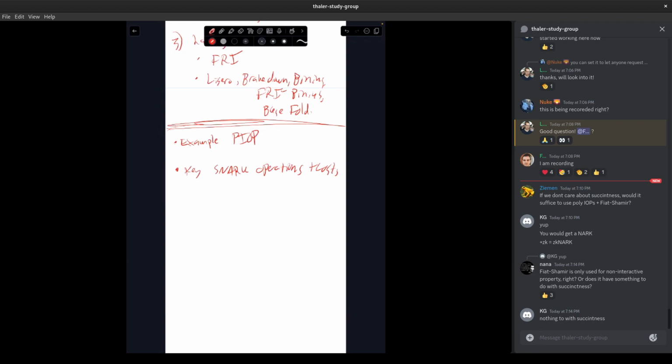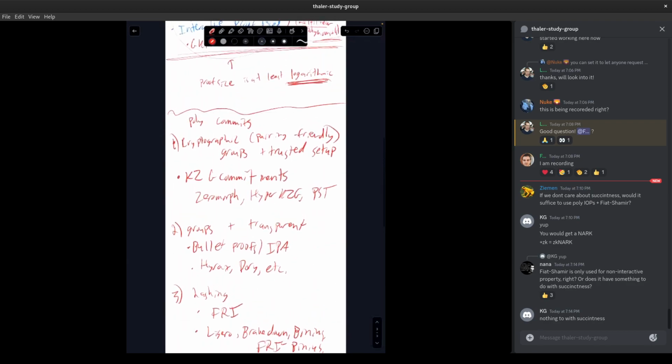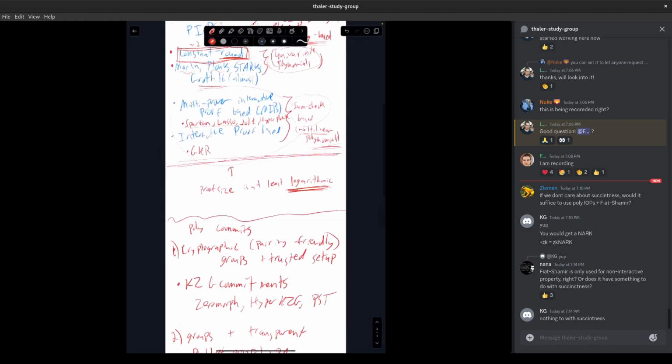No questions? Where is Spartan situated in this? Great. So Spartan is a sum-check-based polynomial IOP, originally described for proving R1CS, but it's actually much more general than just R1CS.